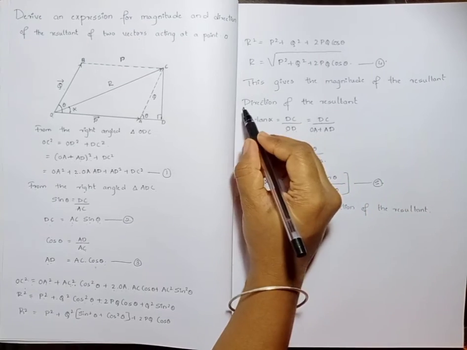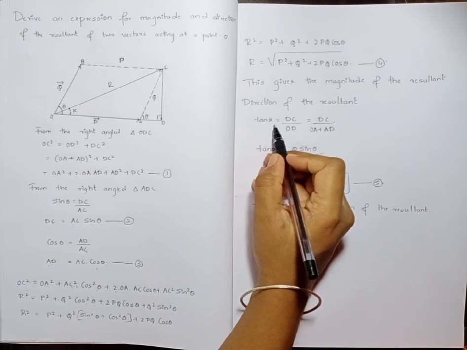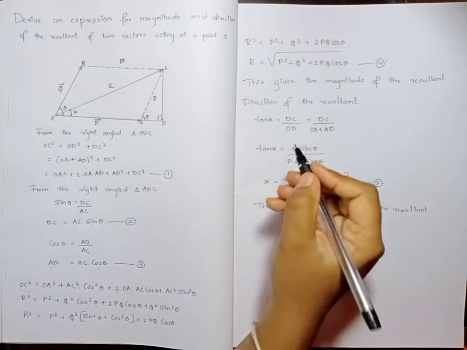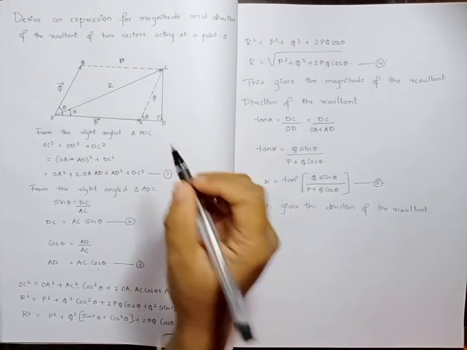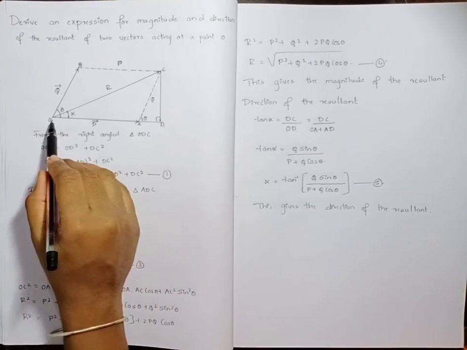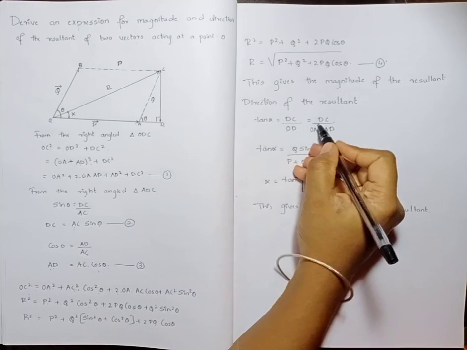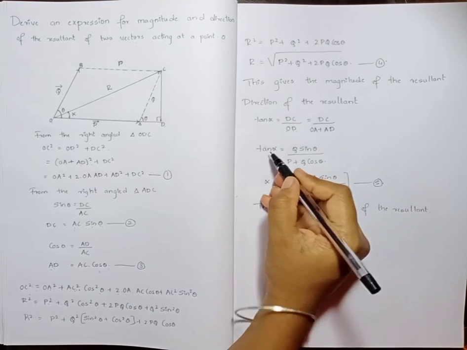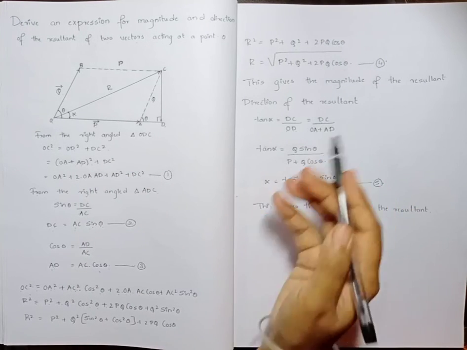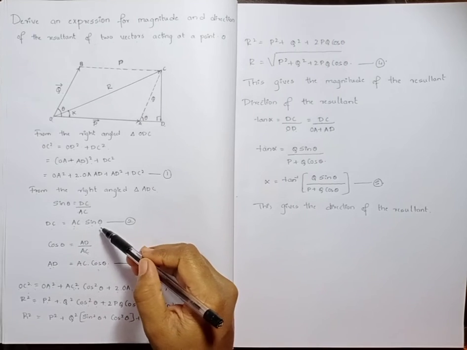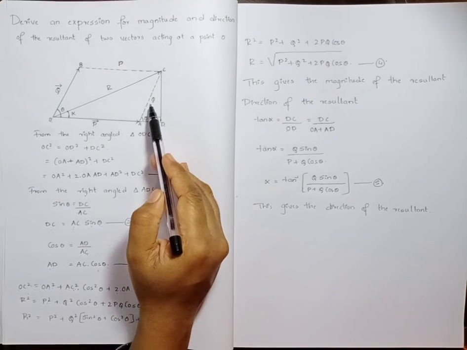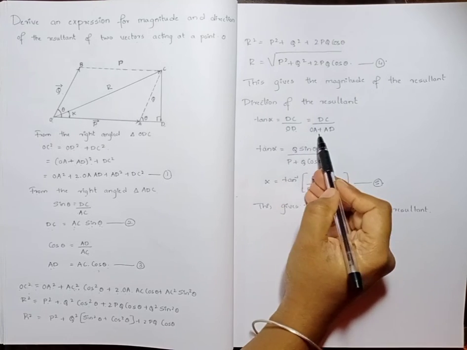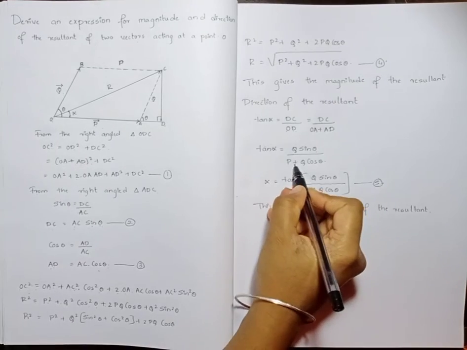Next we'll talk about the direction. So for direction, we will take this alpha in the diagram, that is tan alpha is equal to DC by OD, opposite by adjacent. We can write this OD as OA plus AD. So tan alpha is equal to, what is DC? We already know DC is AC sin theta. So what is AC? AC is Q sin theta, whole divided by, what is OA? OA is P plus AD.